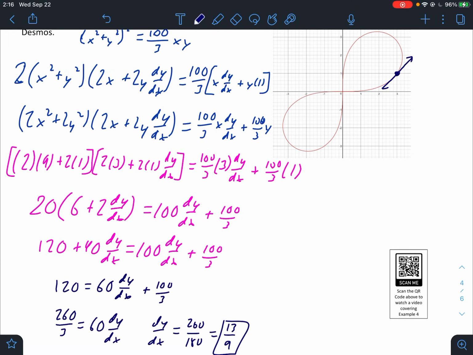So a little bit bigger than 1. Not quite 2, but a little bit bigger than 1.